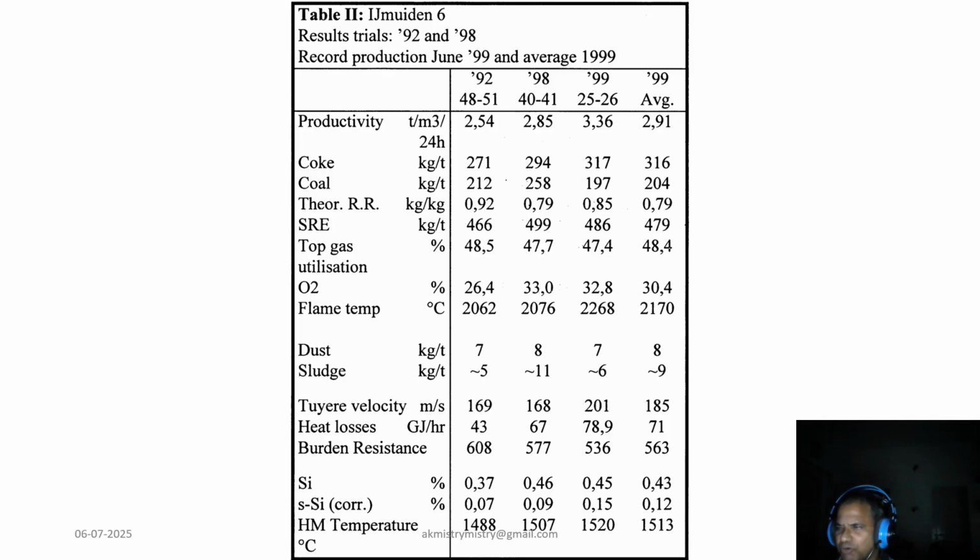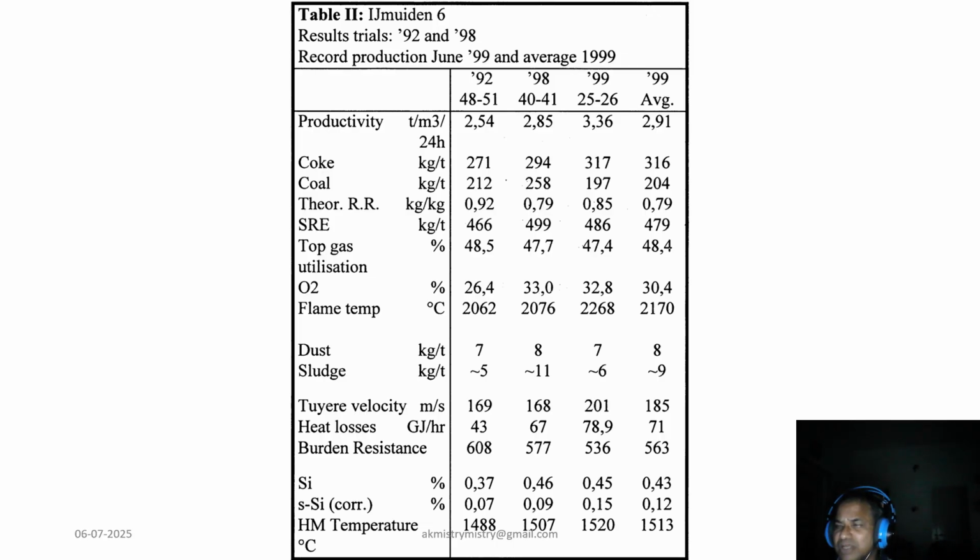Coke use varies from 271 kg per ton hot metal in 92 to 317 kg per ton in 99, averaging 316 kg per ton hot metal, while coal use went from 212 kg per ton hot metal to 197 kg per ton hot metal, averaging more than 200 kg per ton hot metal. The theoretical replacement ratio remained stable around 0.79 to 0.85, and the SREC fluctuated between 466 and 486, so the average is 479 kg per ton hot metal.